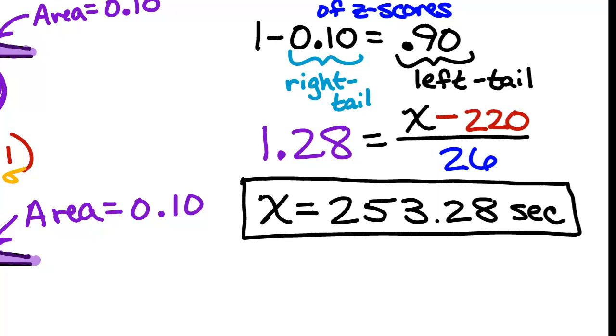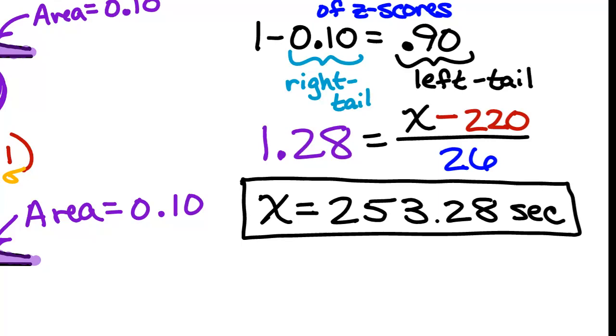What was our answer before? 253.28 when we did it with table A. I got 253.32 using the calculator. They are 0.04 apart. Do you think that matters? No. Either answer would be considered fully correct.